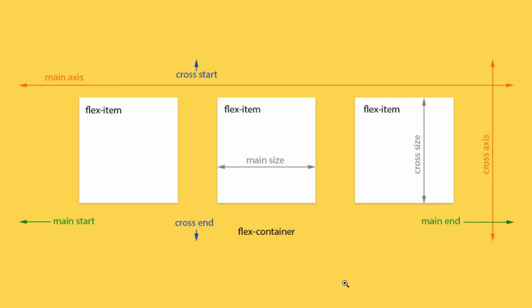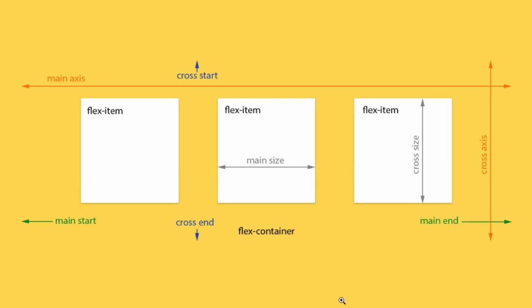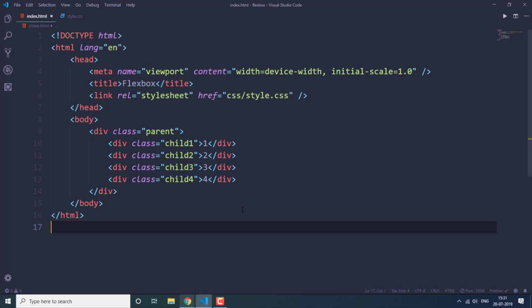In Flexbox there are two axes. The first one is the main axis and the second is the cross axis. The main axis is a horizontal axis that goes from left to right, and the cross axis is a vertical axis that goes from top to bottom, and the same can be applied for the items. Now let's get started with Flexbox.